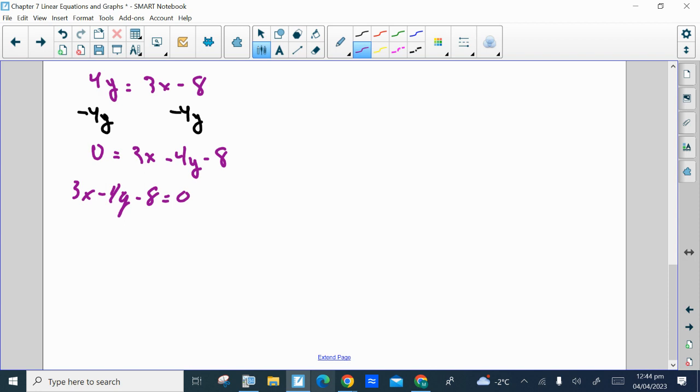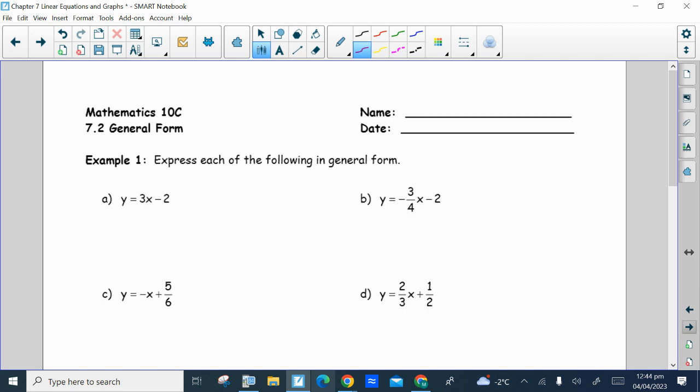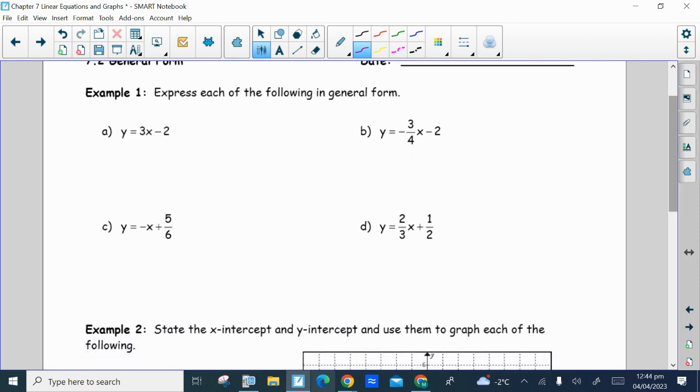So there's the equation in general form. Everything on one side equals 0 on the other. No fractions or decimals. X term positive. And also remember the order. X first, then y, then the constant. So we want to do the same thing for all of these. Express each in general form.